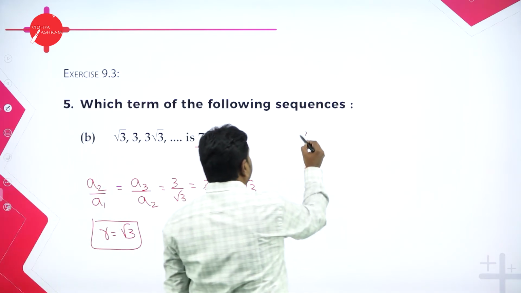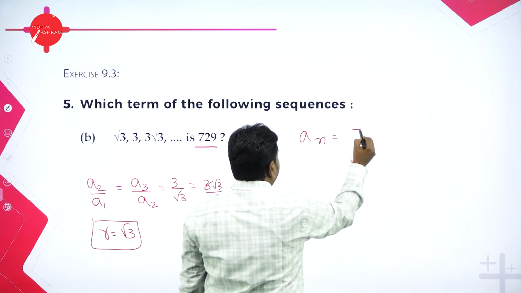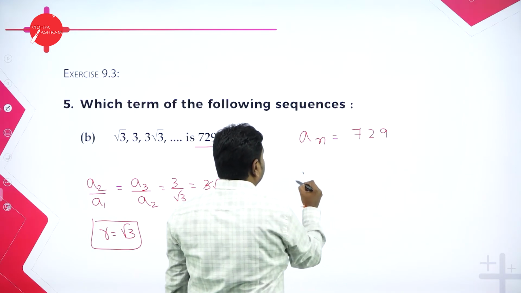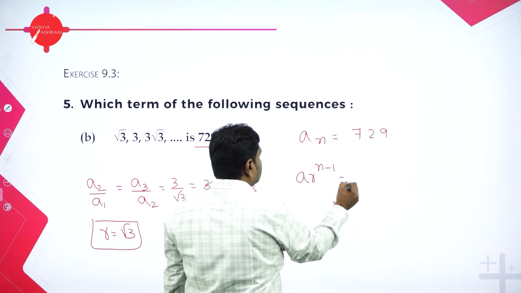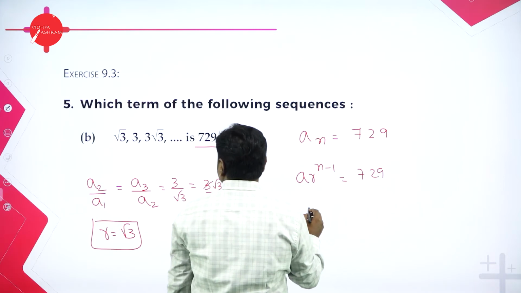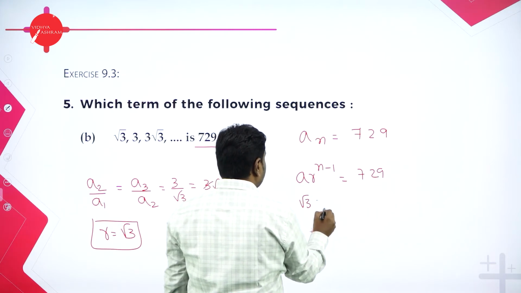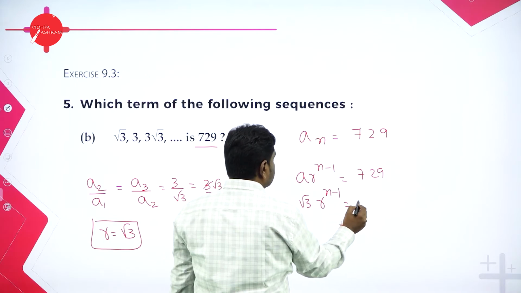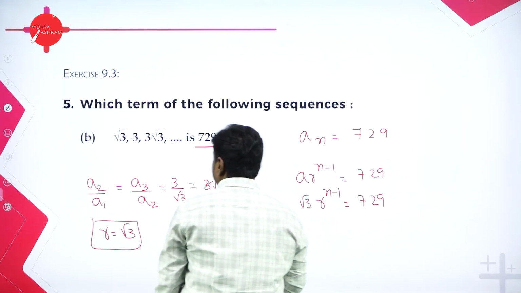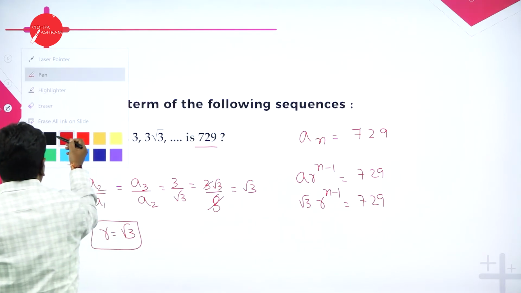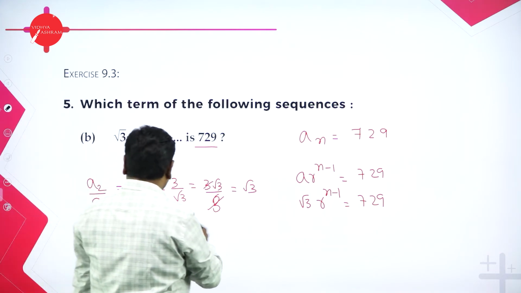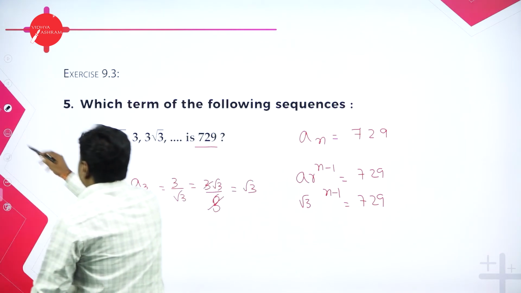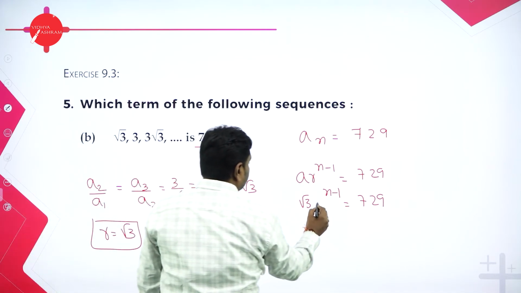So now nth term they give. What is nth term? 729. So AN formula is what? A into R power n minus 1 is what? 729. A means first term. First term is root 3 into R power n minus 1 is 729. Here you know the value of R also. What is the value of R? We have root 3. So in place of R, I'll put root 3.